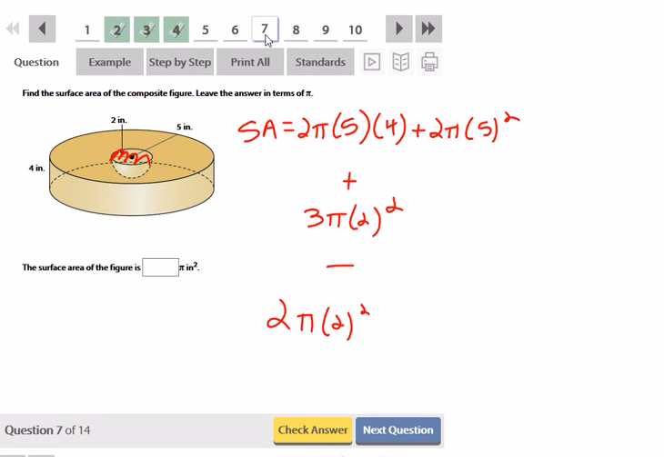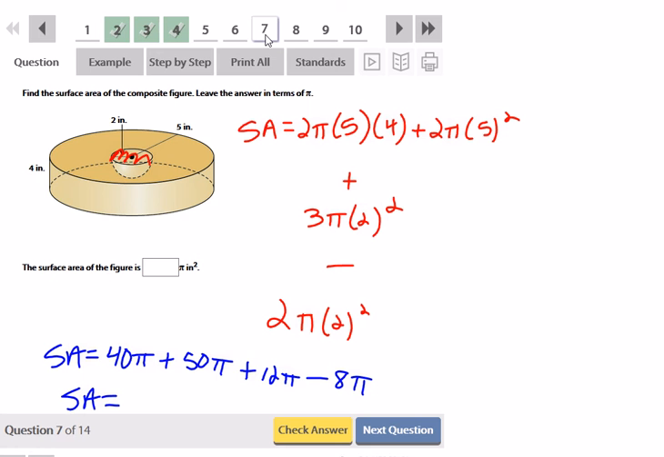So my surface area ends up being 2 times 5 times 4, which is 40 pi. 5 squared is also plus 50 pi. Then 2 squared is 4, so that's plus 12 pi. But then at the end I have to take away 2 times 2 times 2, which is 8 pi. 8 pi gets taken away at the end. So my surface area is 90 plus 12 is 102, minus 8 is 94 pi. And they tell you to leave it in terms of pi.